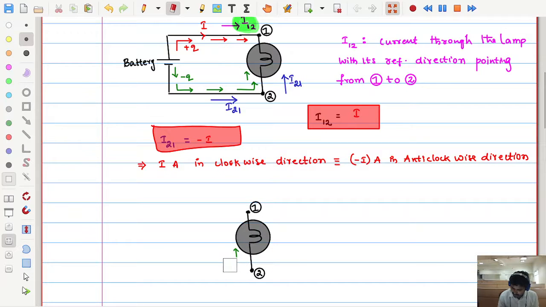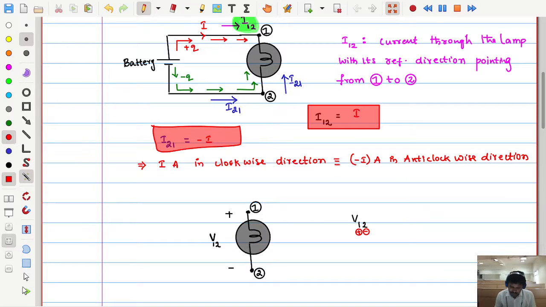This is the bulb. Now let me assume the voltage across this bulb is V12. In the last class I told you that in this symbolic notation V suffix, the first suffix is the point of positive and the second suffix is the point of the negative terminal. This is positive, this is negative terminal. That is our reference measurement or the voltage polarity.